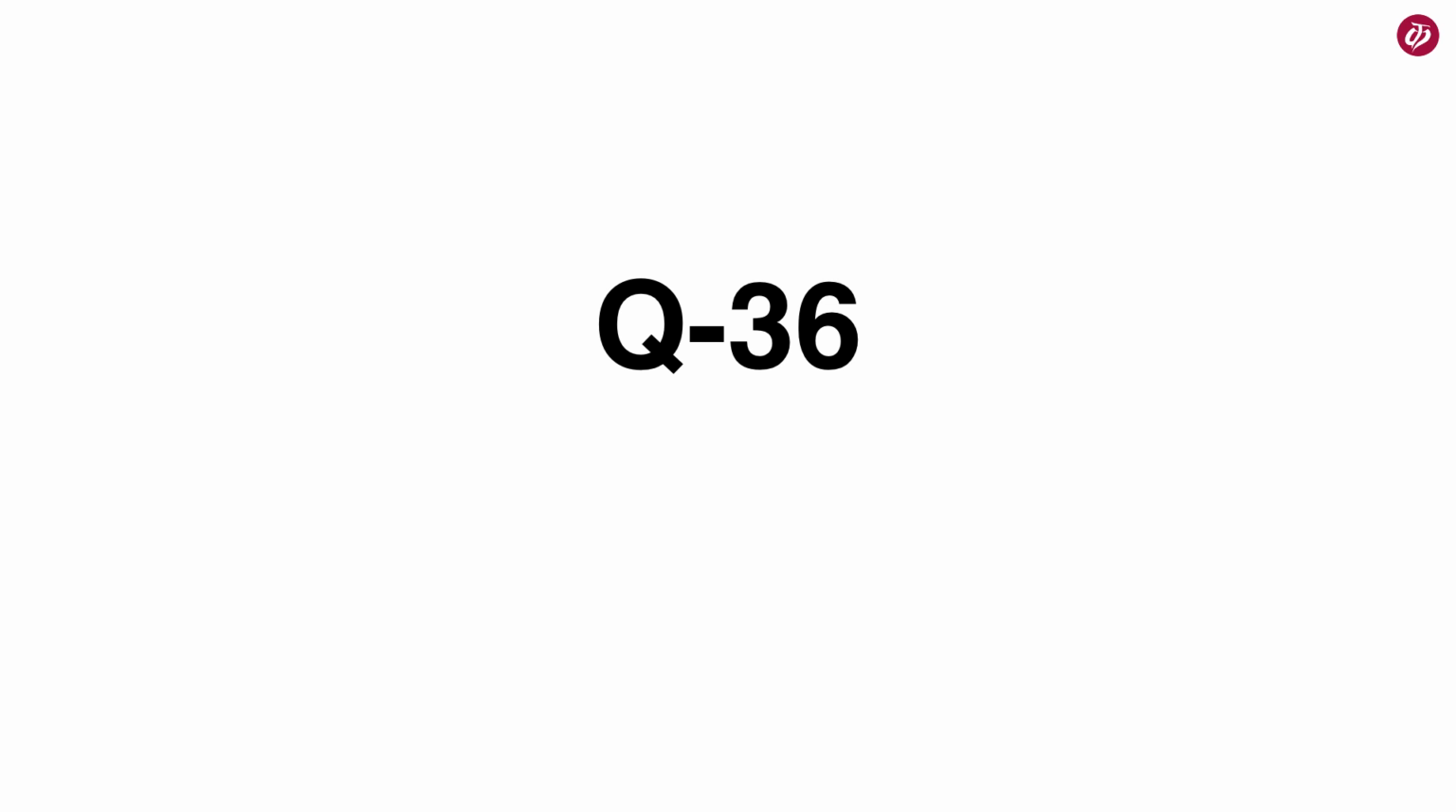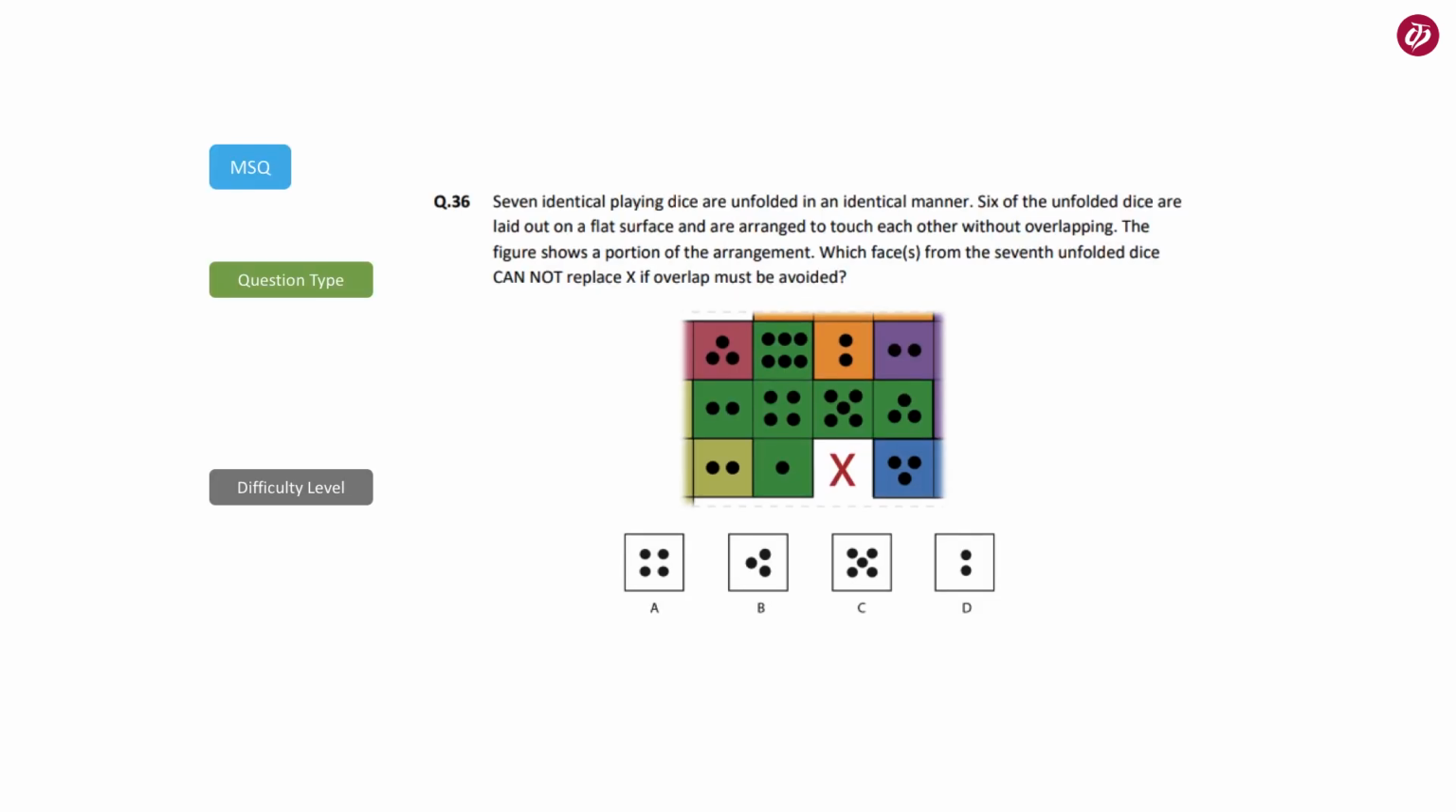Question 36. This question is related to dice, like the unfolding of dice, and this question was given full marks to whoever attempted it because there was some mistake with this question. Apparently, we'll try to solve this question and see how the question was supposed to be solved.